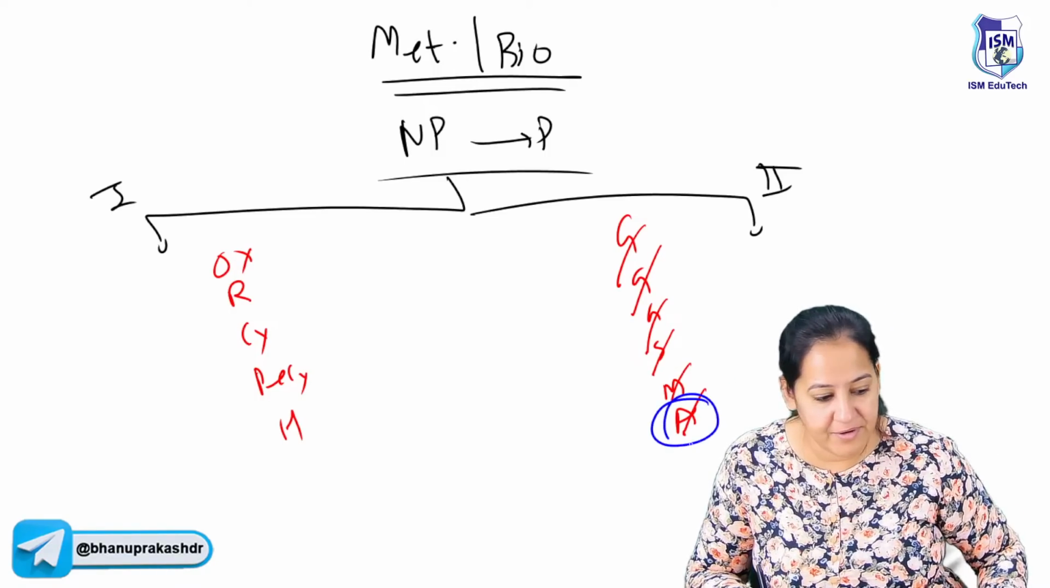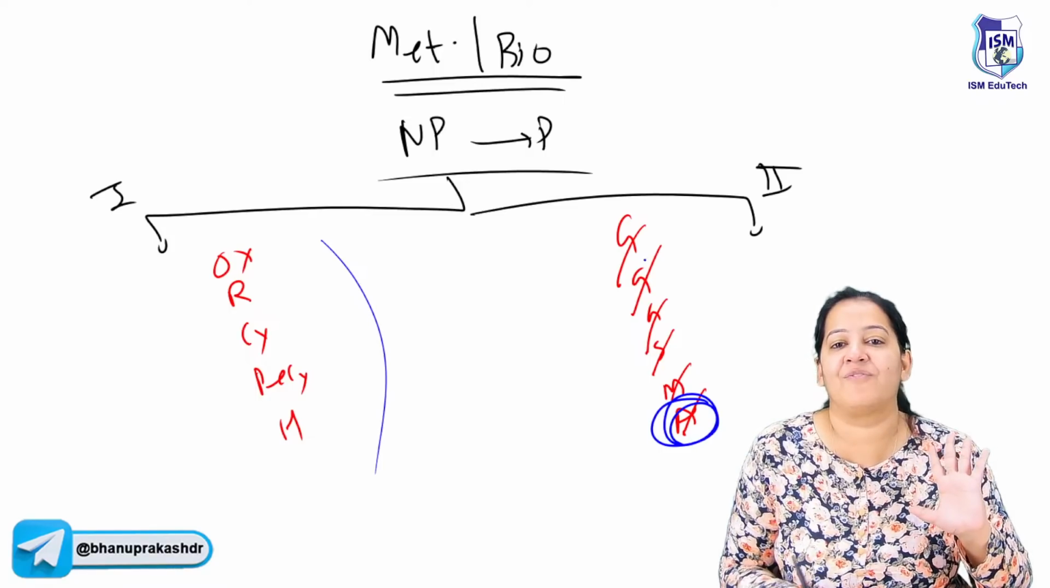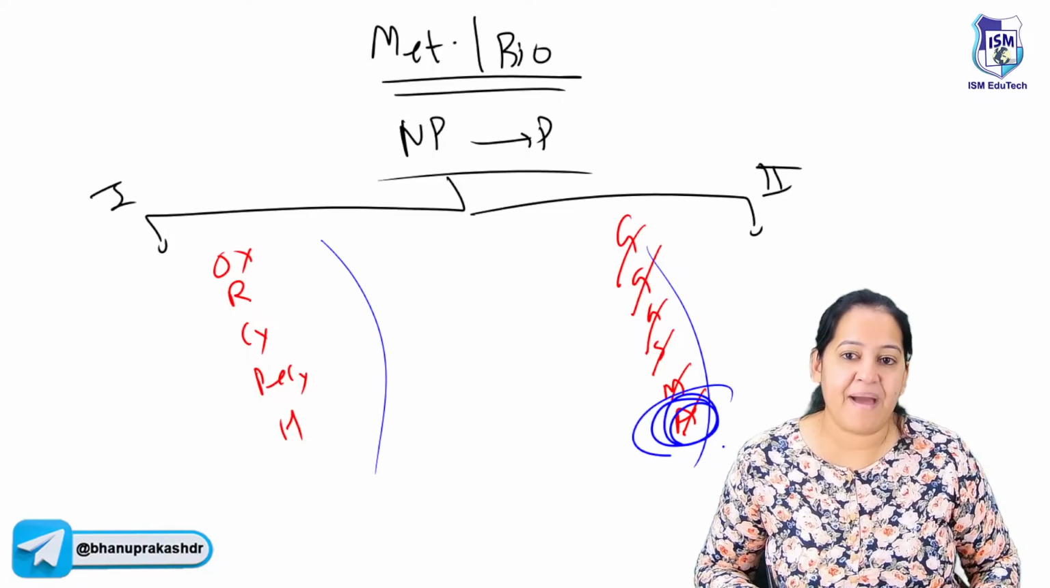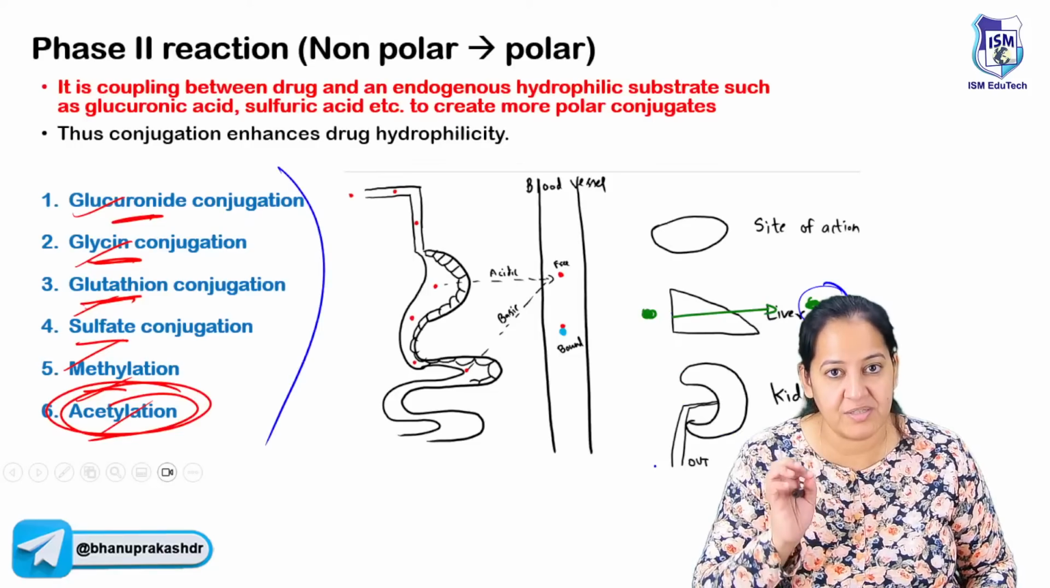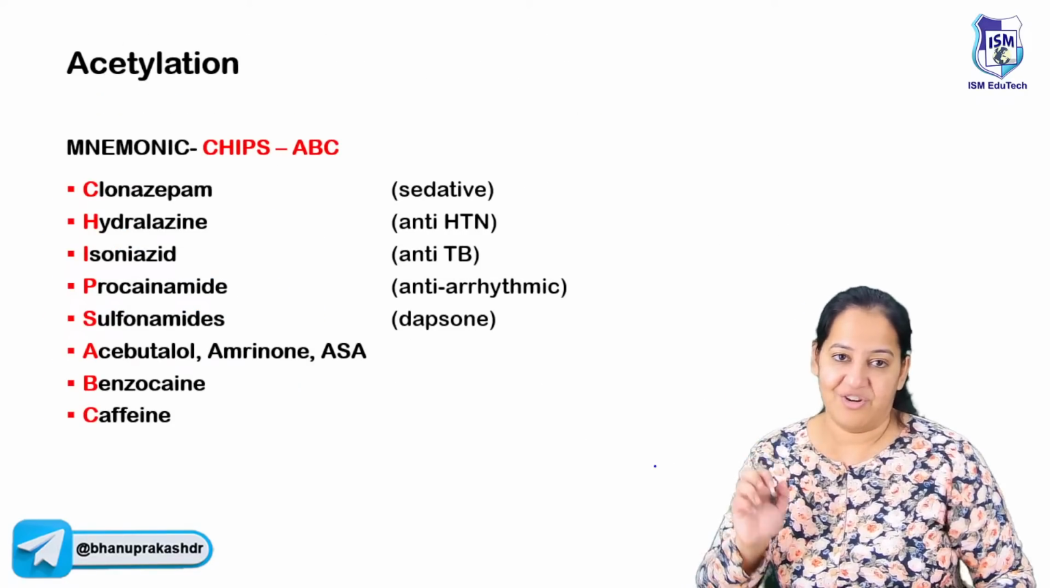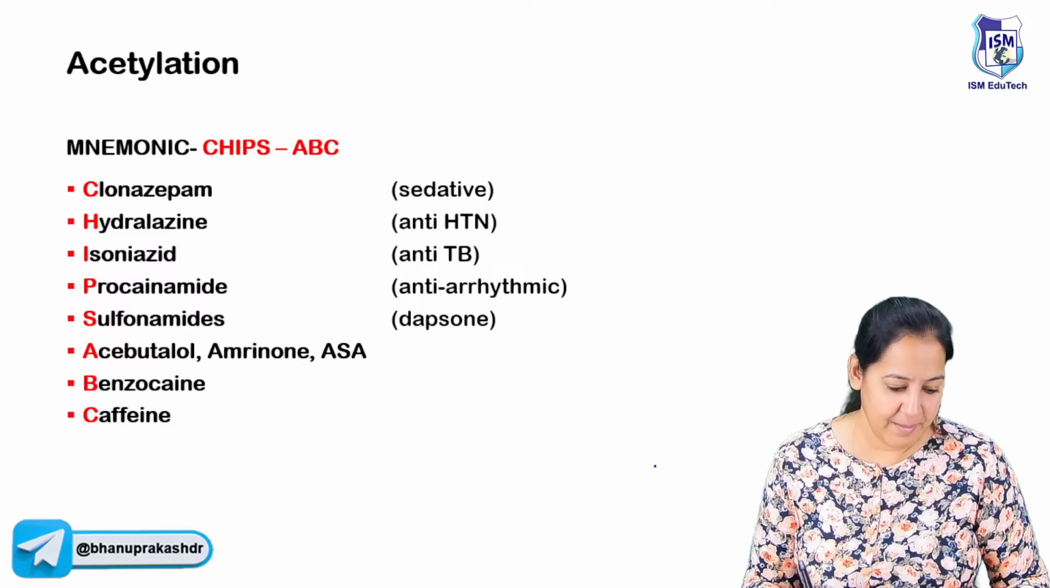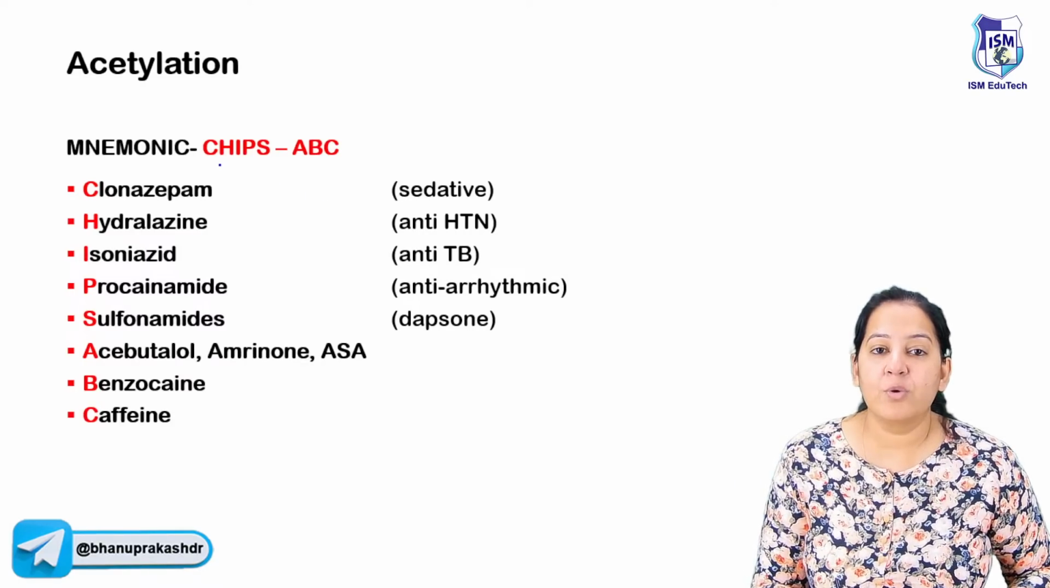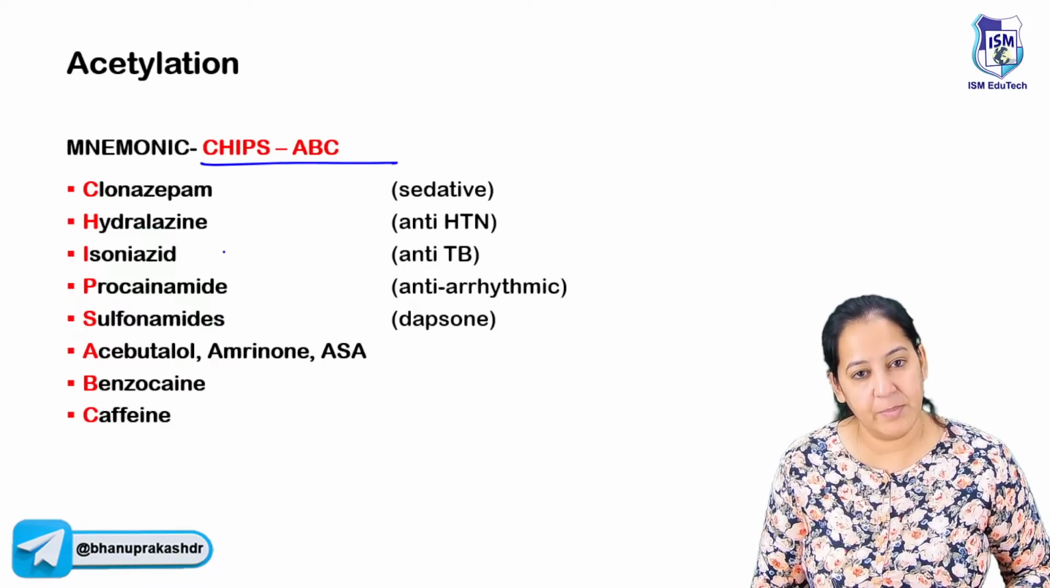Here I am interested in acetylation. Ideally, you should know the examples of all of them, but the time is limited. Currently, maximum questions come on acetylation, so our question is on acetylation. Let me give you the drugs which are metabolized by acetylation. This is the list of the drugs. Again, I have a mnemonic for you, which is in front of you. The mnemonic is CHIPS ABC.